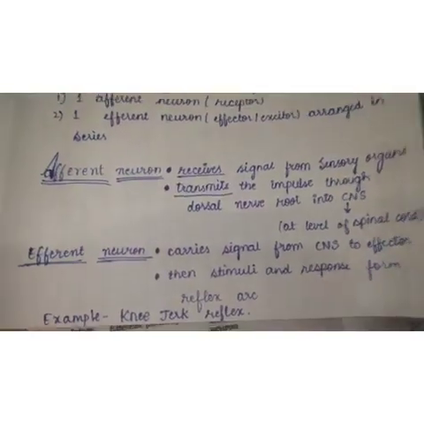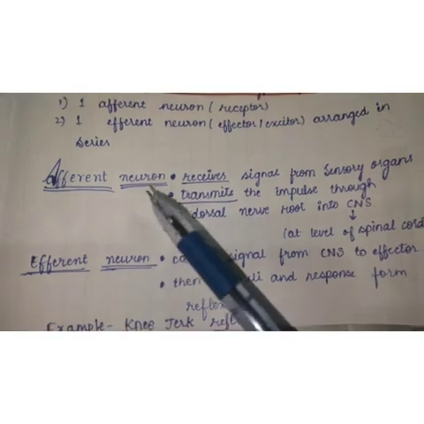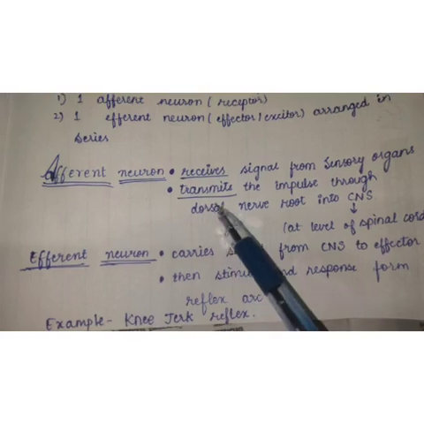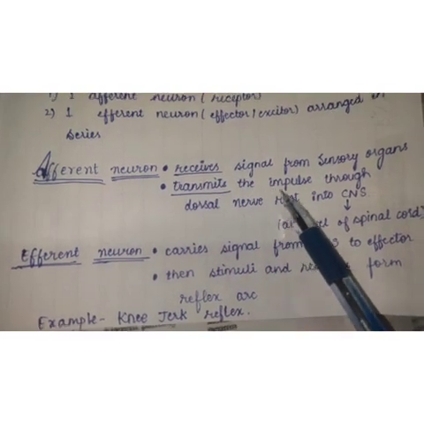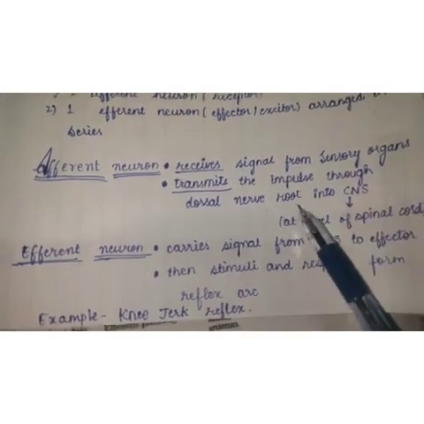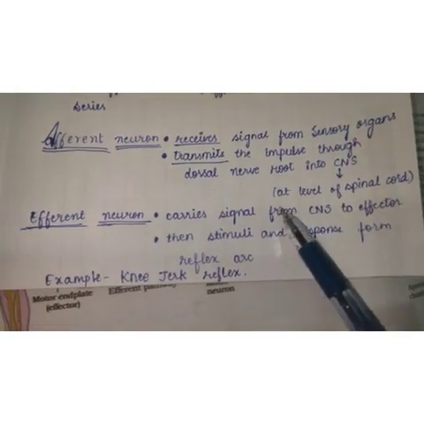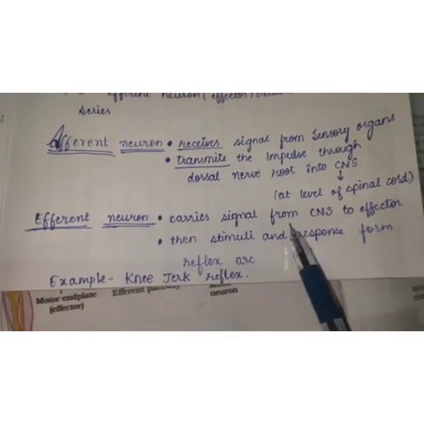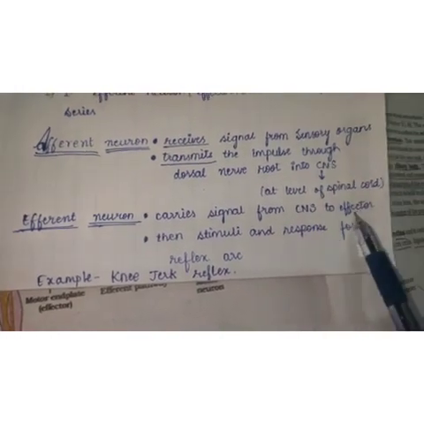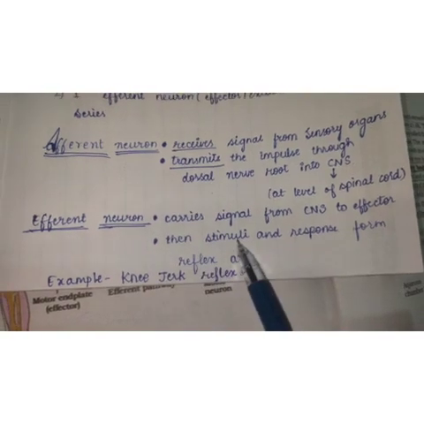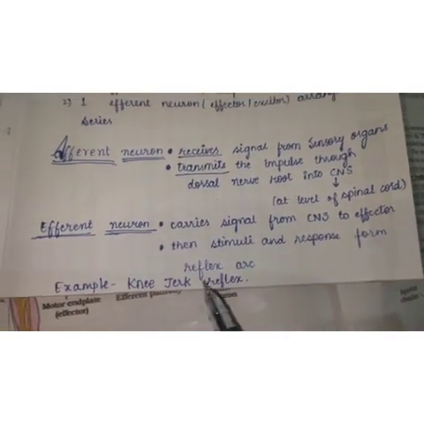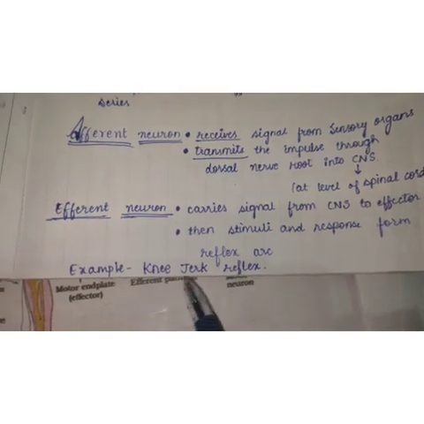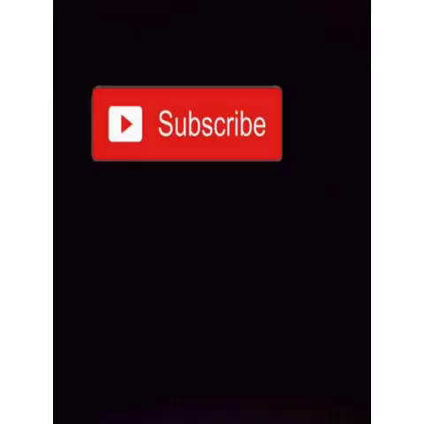From my notes, I have prepared point-wise: the afferent neuron receives signals from sensory organs, and the received signals are transmitted as impulses through the dorsal nerve root into the CNS, which is at the level of the spinal cord, and the efferent neuron carries the signal from the CNS to the effector. Then it produces stimulus and response that form the reflex arc. Example, knee-jerk reflex.